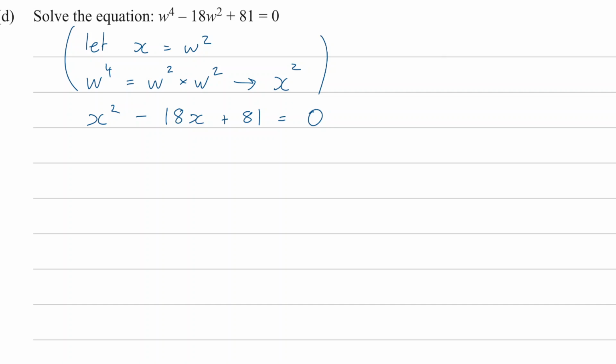Now we can solve this quadratic, right? We can just factorize it. So multiplies to positive 81, adds to negative 18. That would be minus 9 and minus 9. So x minus 9 squared. So x must equal positive 9.